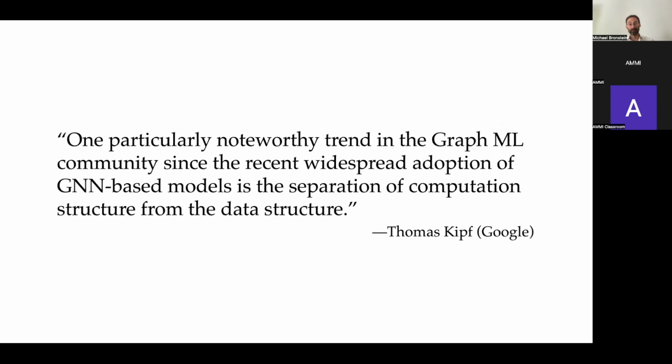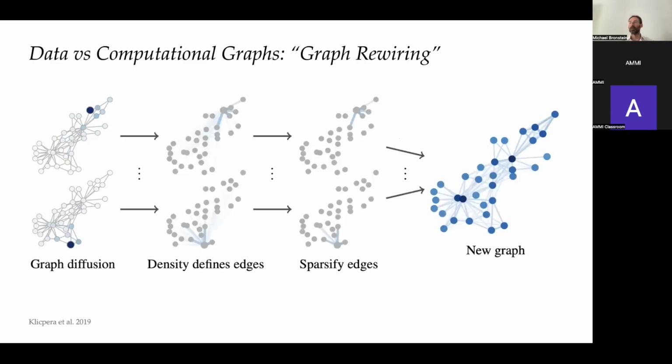Now, here's another quote. This is Thomas Kipf, whom you probably know from the GCN architecture, who mentioned this particularly noteworthy trend in GraphML: the separation of computational and data structure. So the graph in graph neural networks, at least traditionally, has been the same input graph used for the propagation of information. And we've seen that in many cases, this is not necessarily friendly. You can get phenomena such as bottlenecks and oversquashing when the graph itself is not appropriate for message passing. So it might have some bottlenecks that make this flow of information complicated.